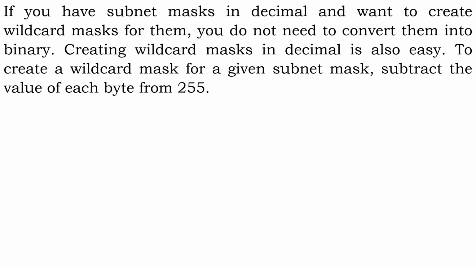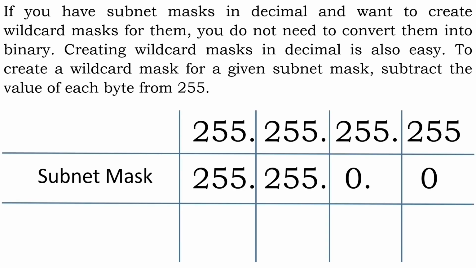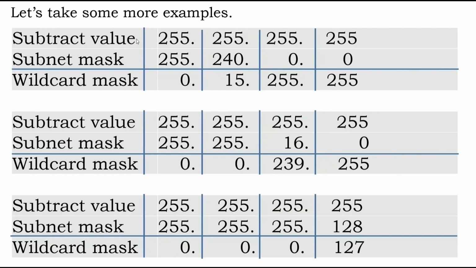If you have subnet masks in decimal and want to create wildcard masks for them, you do not need to convert them into binary. Creating wildcard masks in decimal is also easy. To create a wildcard mask for a given subnet mask, subtract the value of each byte from 255. Let's take an example. Suppose you want to create a wildcard mask for the subnet mask 255.255.0.0. If we subtract each byte of this subnet mask from 255, we will get the wildcard mask for this subnet mask. Let's take some more examples.